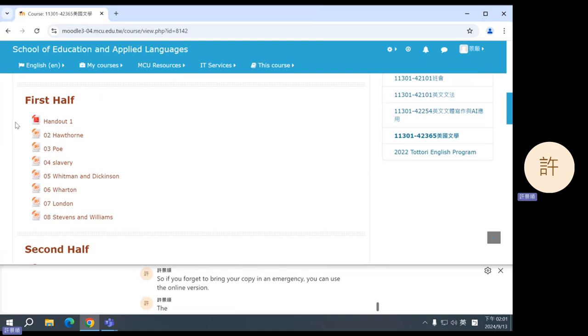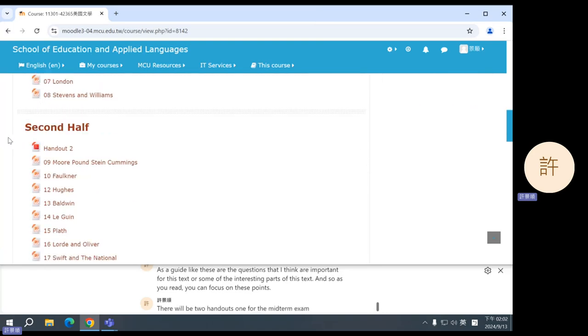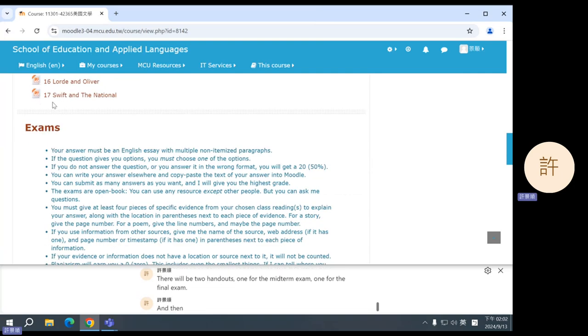The discussion questions for each week have already been prepared and uploaded. So if as you are reading, you maybe get confused, you're not sure what the point of reading this is, you can use my discussion questions as a guide. Like, these are the questions that I think are important for this text, or some of the interesting parts of this text. And so as you read, you can focus on these points. There will be two handouts, one for the midterm exam, one for the final exam. And then week 17, we're going to talk about Taylor Swift.